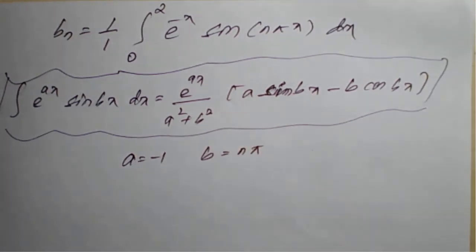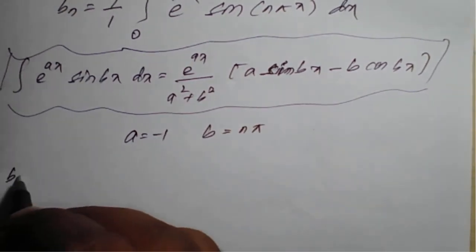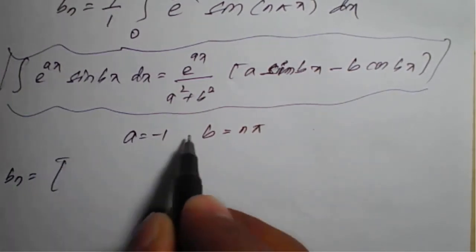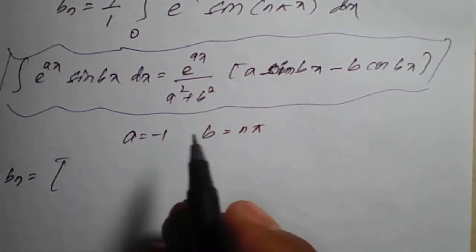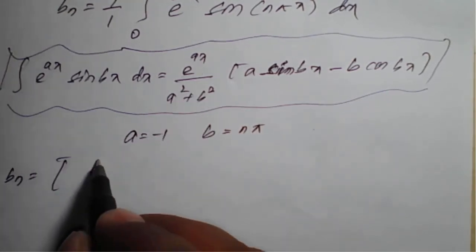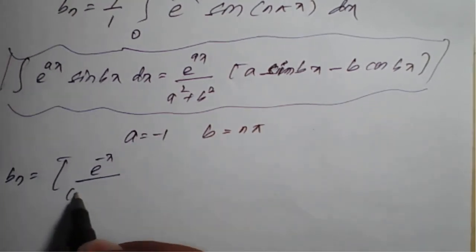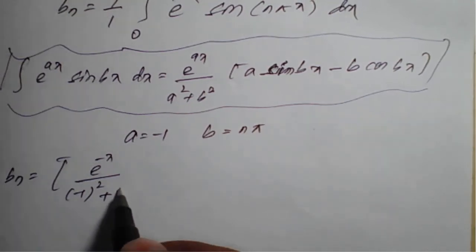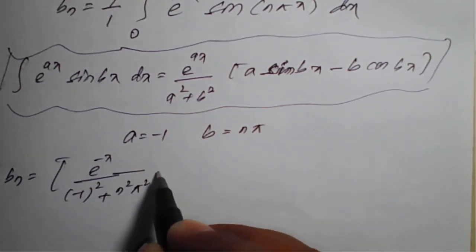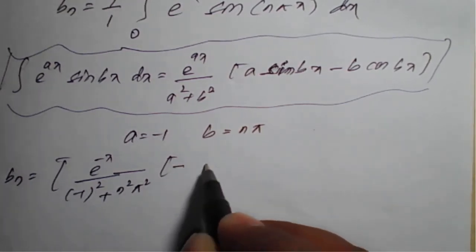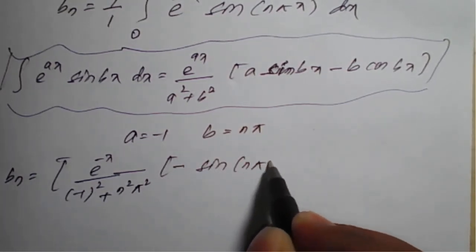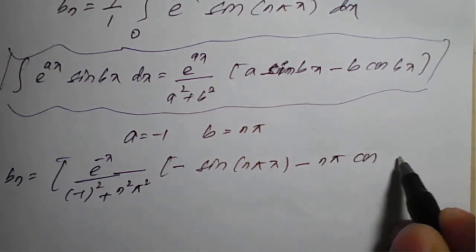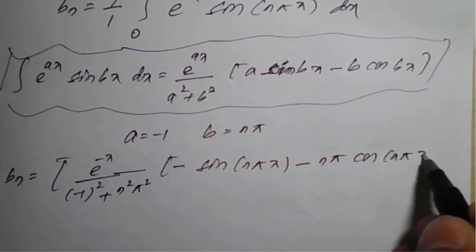Here again n pi, so b_n will become 1 upon 1, which is 1, leave it. What happens here: the value of a is minus 1, so e raised to minus x divided by minus 1 squared plus b squared, where b is n pi, so b squared will come out here as n squared pi squared, into a value, which is minus sine of b value, n pi x, minus b value, which is n pi, cos of b value, which is n pi, and already we have x there.